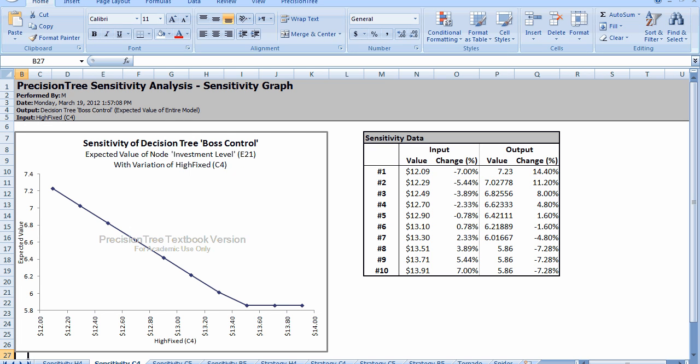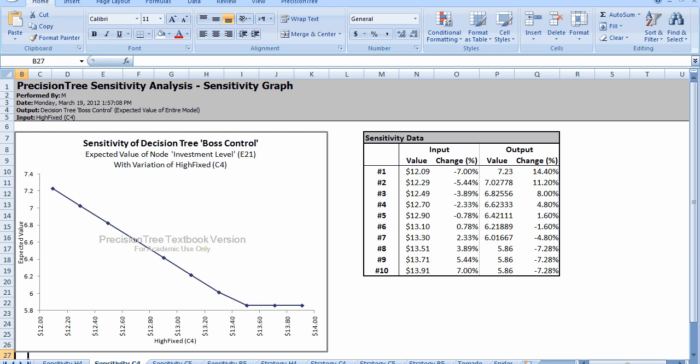Recall that a high-level investment involves a $13 million commitment. When you set up your spreadsheet and wrote the 13, it's important that you include decimal points, because if you don't, it'll think it's an integer value and it'll be hard to read the x-axis. So we input 13.00, that's the value.